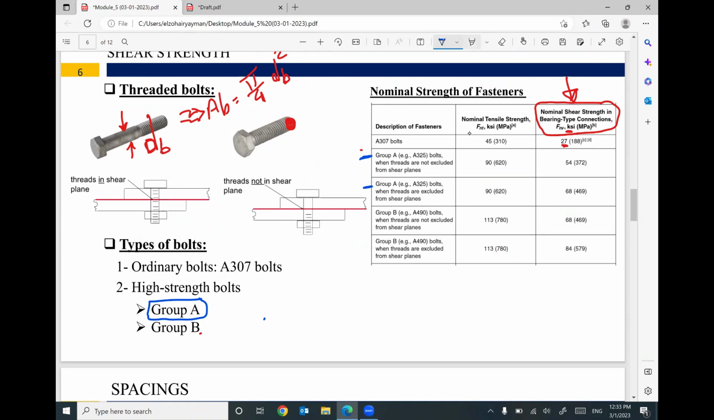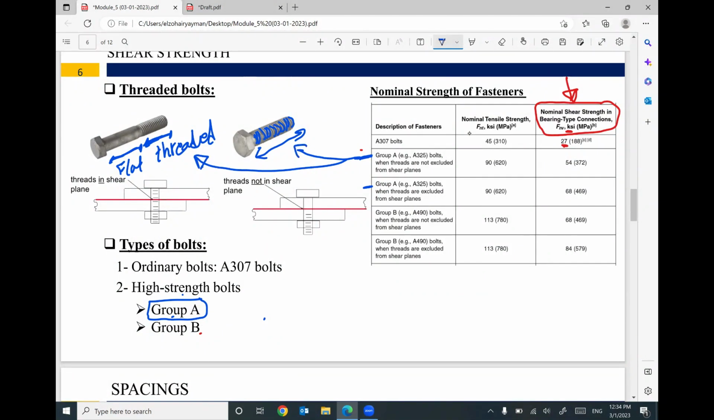I'm not sure if you are familiar with this or not, but sometimes your bolt is fully threaded. Can you see the thread? The whole shank of the bolt is threaded. However, sometimes we have a different type of bolts, where half or part of the bolt is threaded and the other part is flat. So if your type of bolts is high strength group A, you have to tell me, are you in this case or in this case? Is your bolt fully threaded or partially threaded, only part?